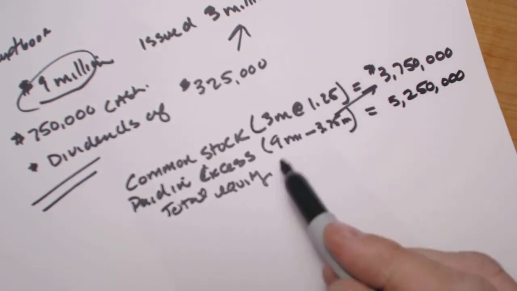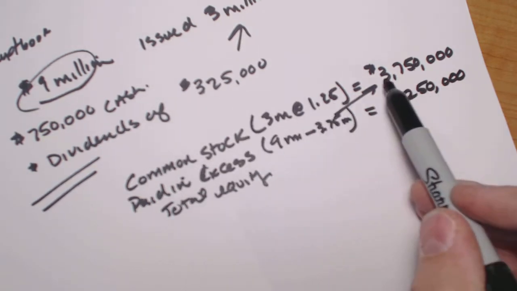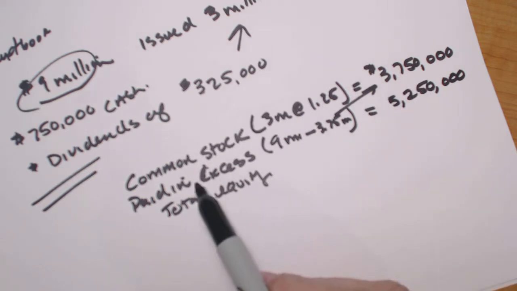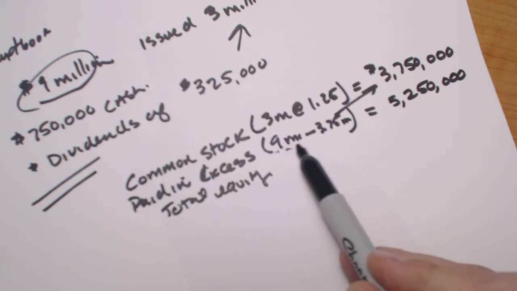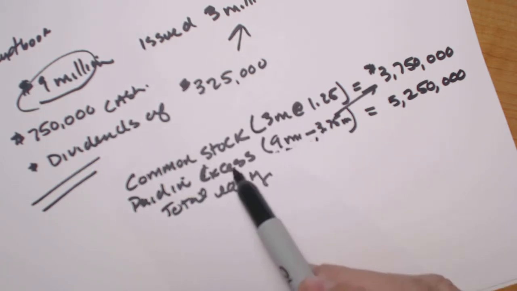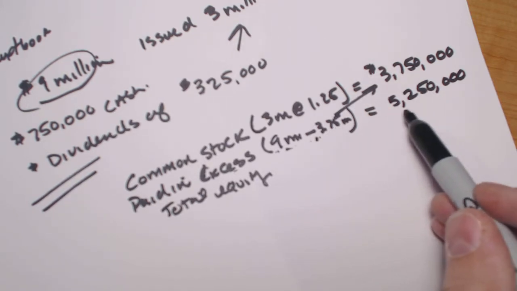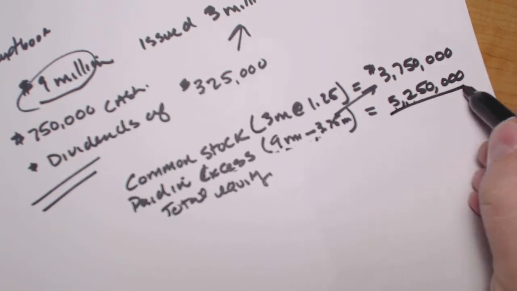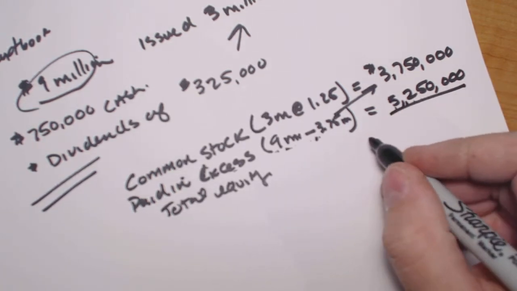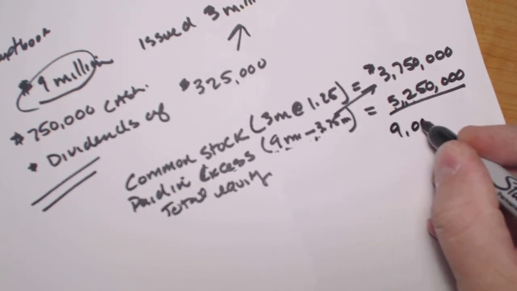which equals $5,250,000. So let's just go back over that. You had common stock issued, 3 million shares at $1.25 apiece, and that's the value of the stock. Then we had what's called paid in excess, which means they put $9 million into the bank account. Since they put in $9 million, we subtract the value of the stock. So the company has an excess value of $5.250 million. So the total equity of this company, the extra money plus the value of the stock, would be $9 million total.